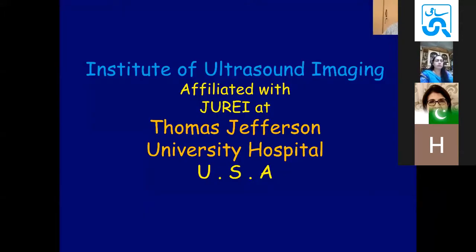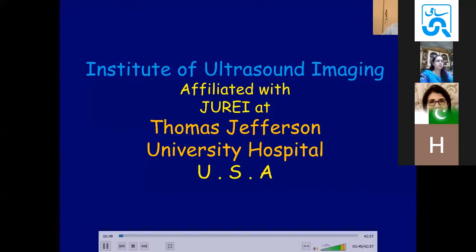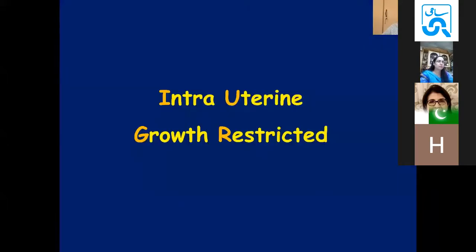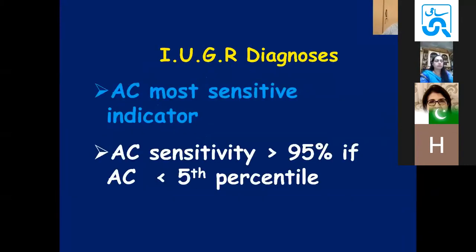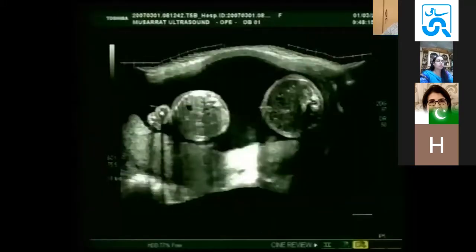This presentation comes to you from our Institute of Ultrasound Imaging, the Learning Center, which is affiliated with Thomas Jefferson University Hospital, Philadelphia, United States of America. So we are going to talk about the intrauterine growth restricted fetus. The most appropriate or clinically applicable definition is estimated fetal weight below the 50th percentile. And AC is the most sensitive indicator for making such a diagnosis.